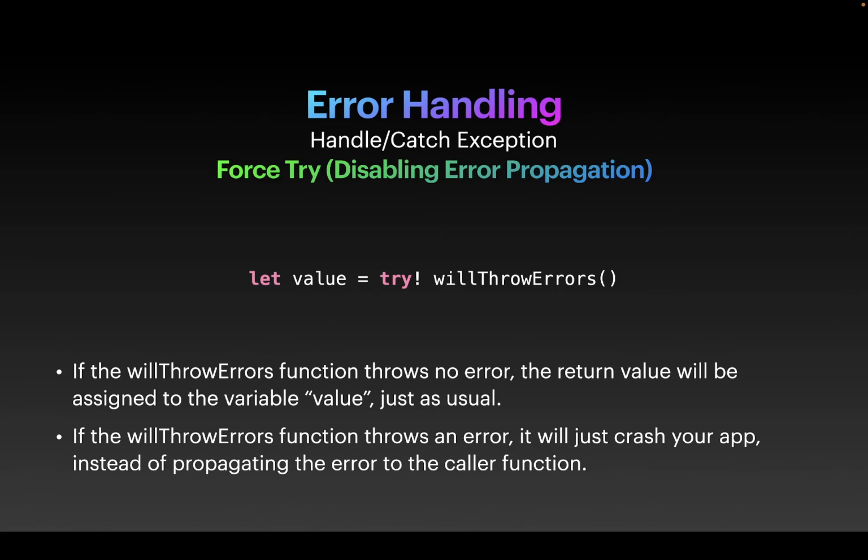Now the next thing is force try. Essentially, it's an approach to disable error propagation. When you just say try something, and some exception is thrown, it's going to be passed to the parent caller. However, you can disable that behavior. Just use try with an exclamation mark here. In this case, when some exception is thrown inside this throwing function, it's just going to crash your app again. Is that clear?